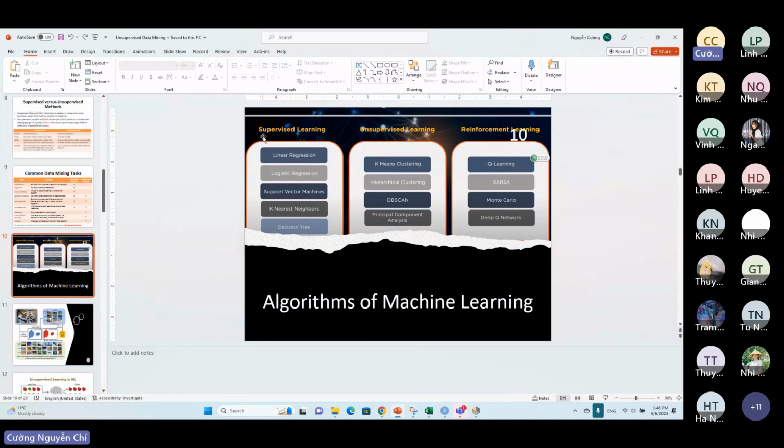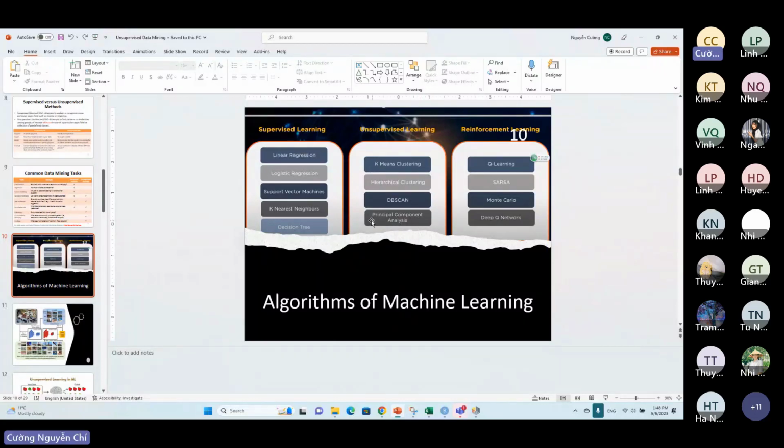Anyway, for supervised learning, you already learned about linear regression, right? Anything else? You know about decision trees, support vector machines or logistic regression. But in the unsupervised data mining class today, we will learn about k-means clustering. We will learn about hierarchical clustering, which will be just extra material. And principal component analysis.